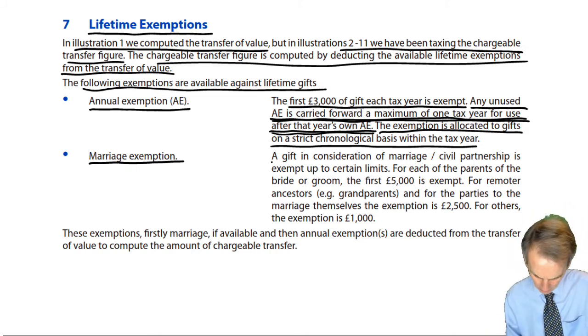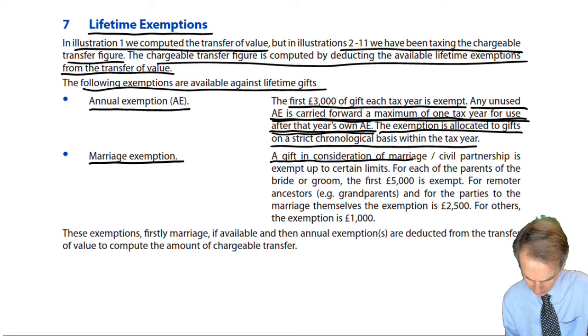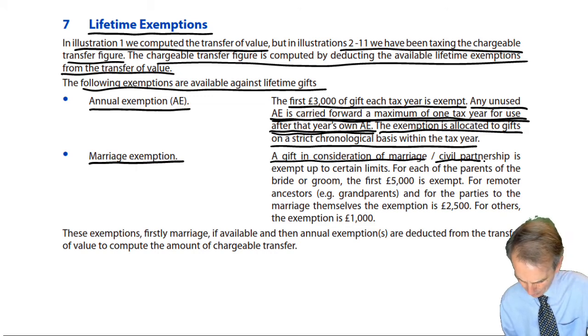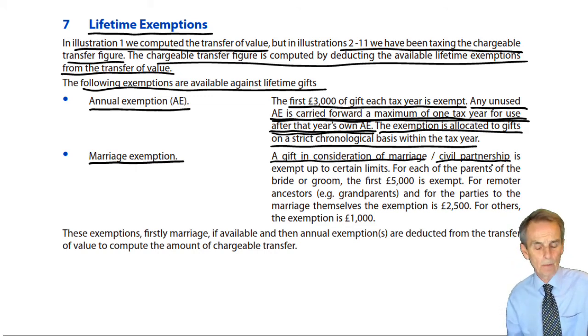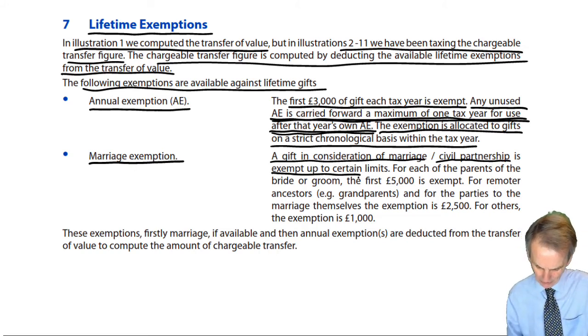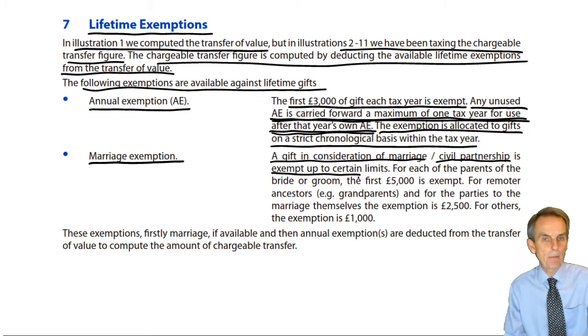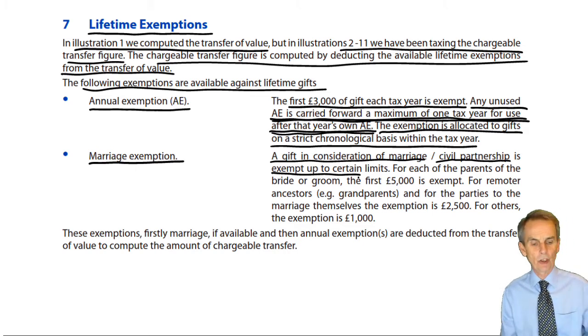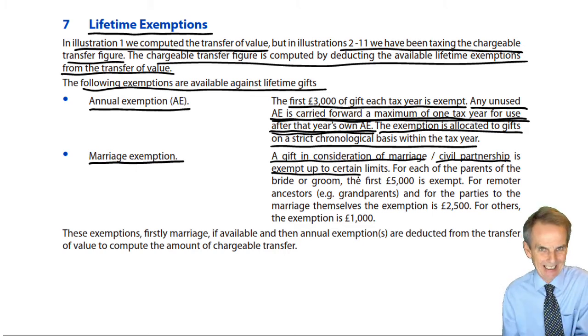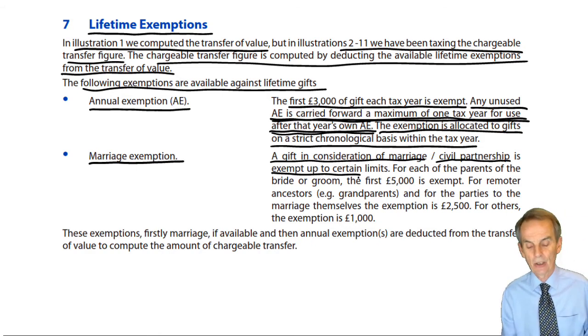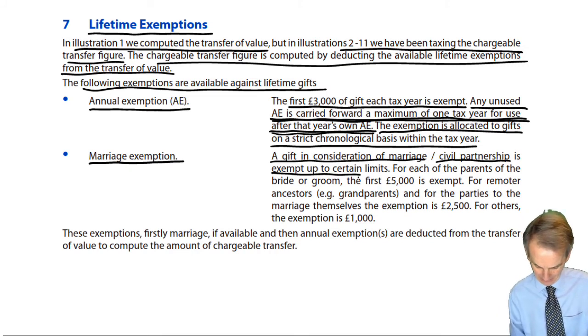It will, of course, be a gift in consideration of marriage. And wherever we see marriage, we also mean civil partnership. It is exempt up to certain limits. And this will be dependent on the relationship of the donor, the person making this gift, whose IHT computation you are dealing with. It will depend upon the relationship between the donor and the donee, the person who's effectively getting married here.